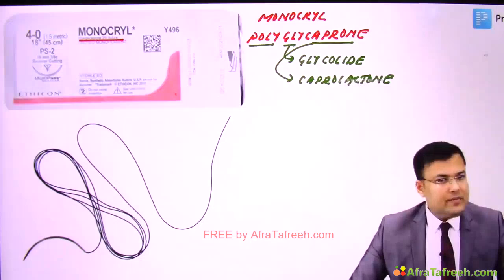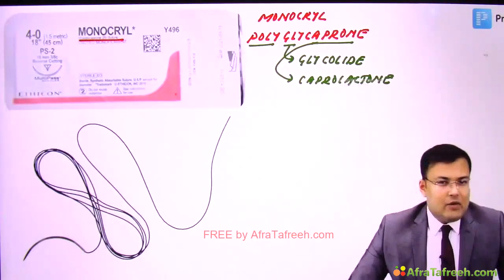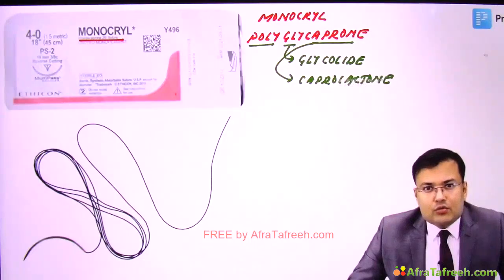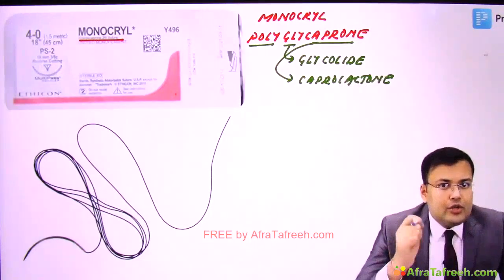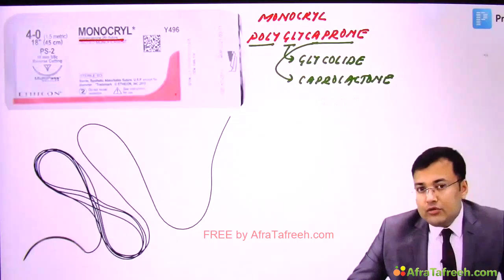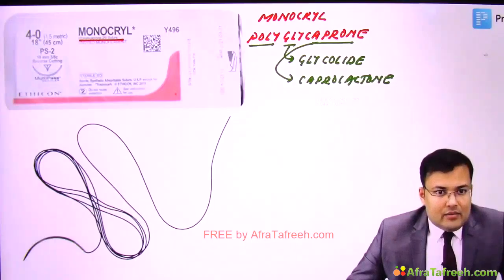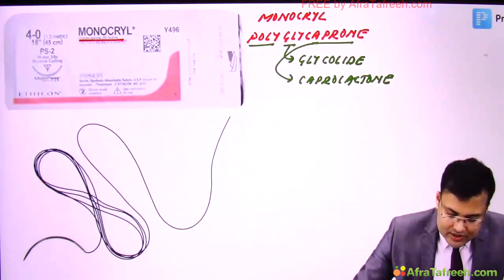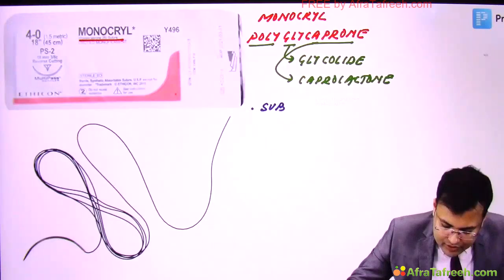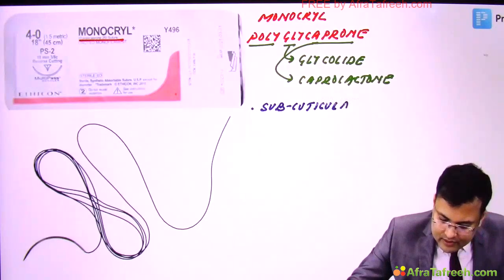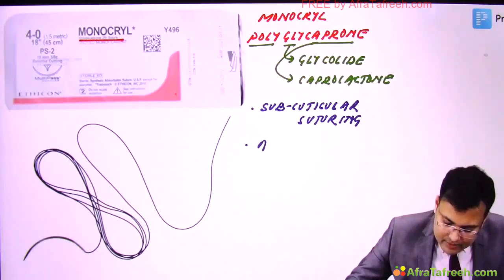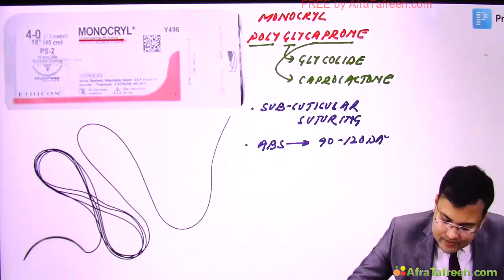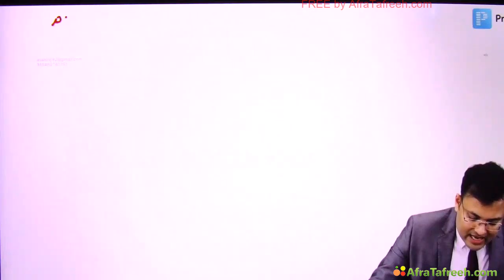Clear? This was an image-based question asked in AIIMS. The question was, which of the following sutures is used for subcuticular suturing? So this is the suture used for subcuticular suturing, and this Monocryl is absorbed in 90 to 120 days. So two important points: it is used for subcuticular suturing, and it is absorbed in 90 to 120 days.